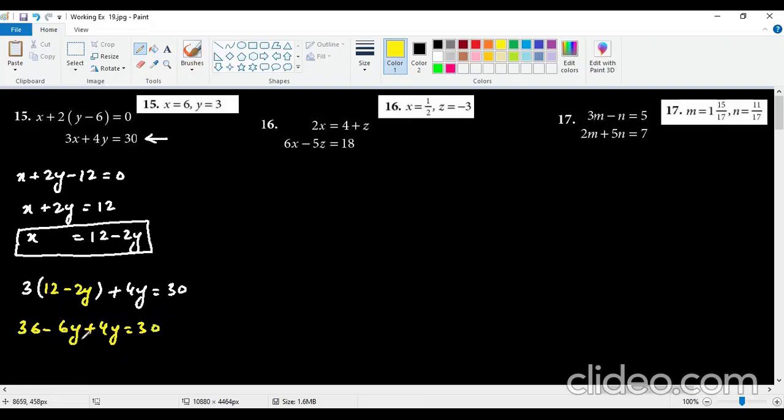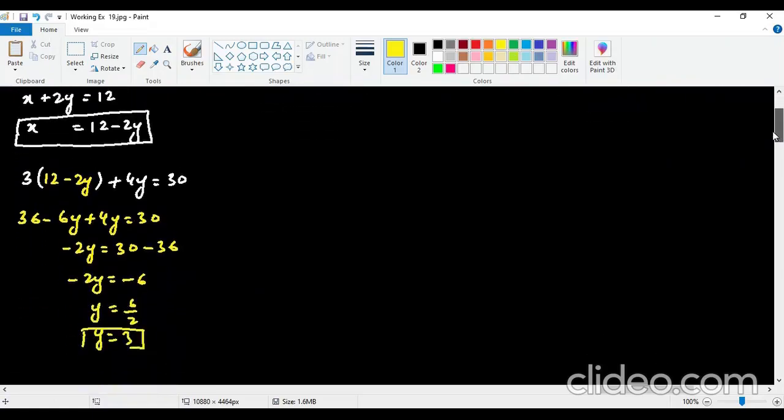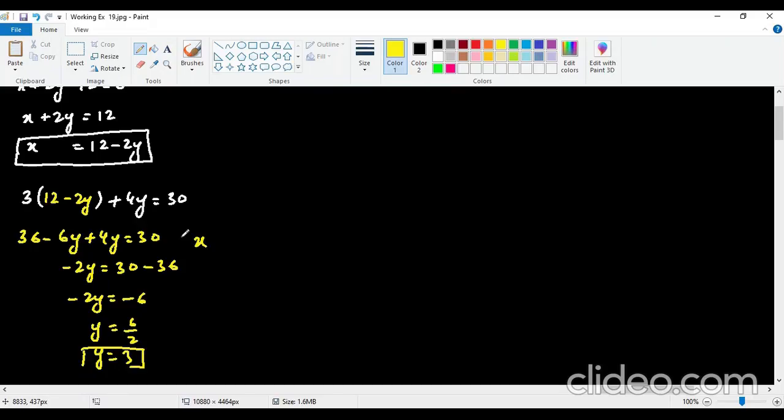So minus 6 plus 4 is going to give us negative 2y equals 30 minus 36, which is going to give us minus 2y equals minus 6. That means y equals 6 over 2. Minus minus is cancelled. So the value of y is 3. And when the value of y is 3, I know the value of x is going to be 12 minus 2y. That means x is equal to 12 minus 2 times 3, that means 12 minus 6. So the value of x is going to be 6.